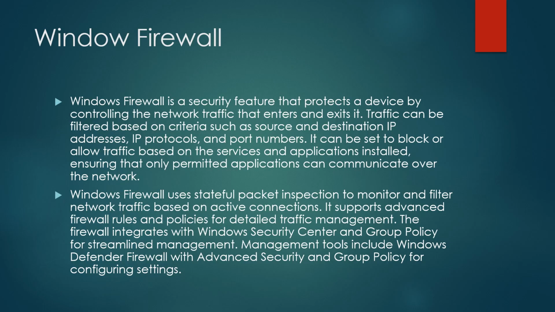It can be set to block and allow traffic based on the services and applications installed, ensuring that only permitted applications can communicate over the network. Windows Firewall can use stateful packet inspection to monitor and filter network traffic based on active connections. It supports advanced firewall rules and policies for detailed traffic management.